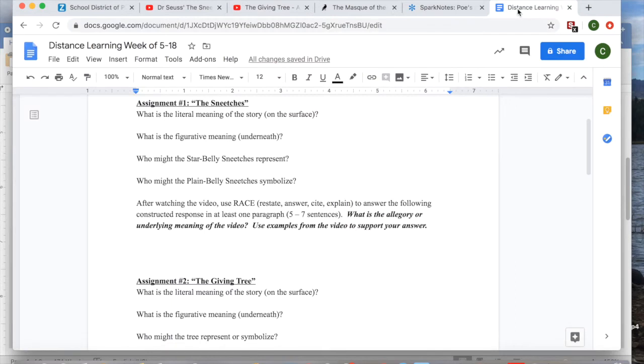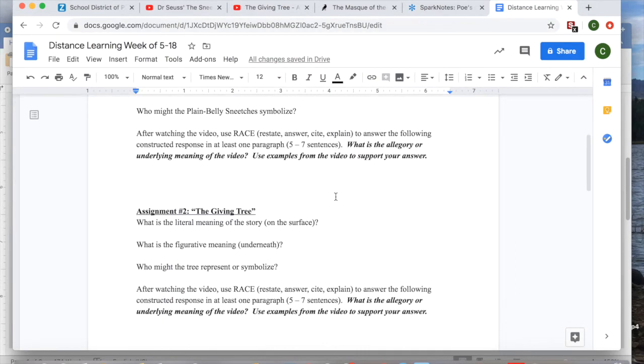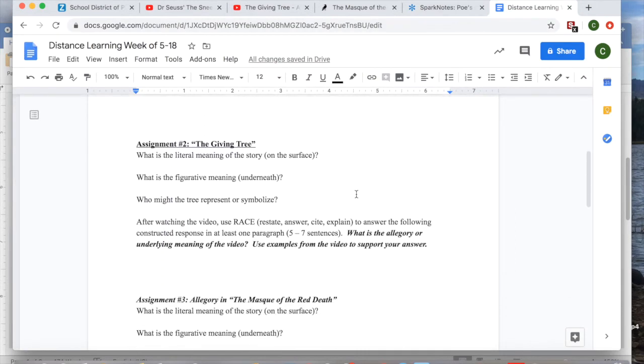All right. After you watch, you're going to do assignment number 2. What is the literal meaning of the story on the surface? What's it about literally? Okay, it's about a tree that's giving to a child. Okay, so what's it literally about? Now, underneath, what is the figurative or symbolic meaning? Who do you think the tree might represent? Okay, the tree isn't just a tree in the story. The tree has a symbolic meaning. Who do you think that tree symbolizes?